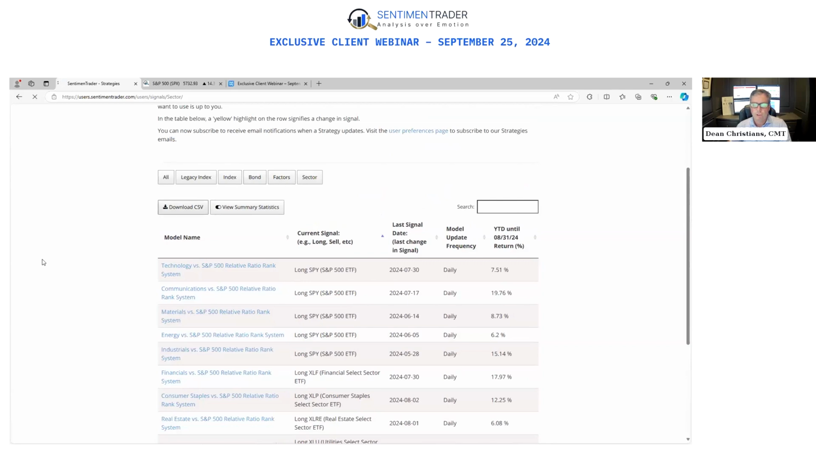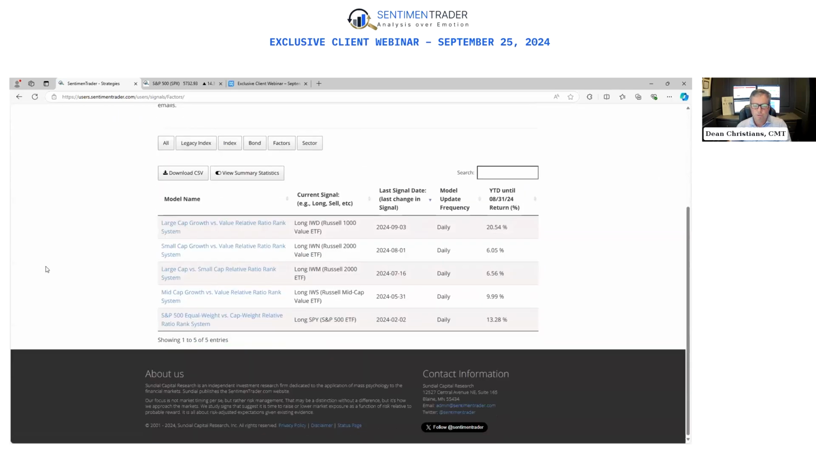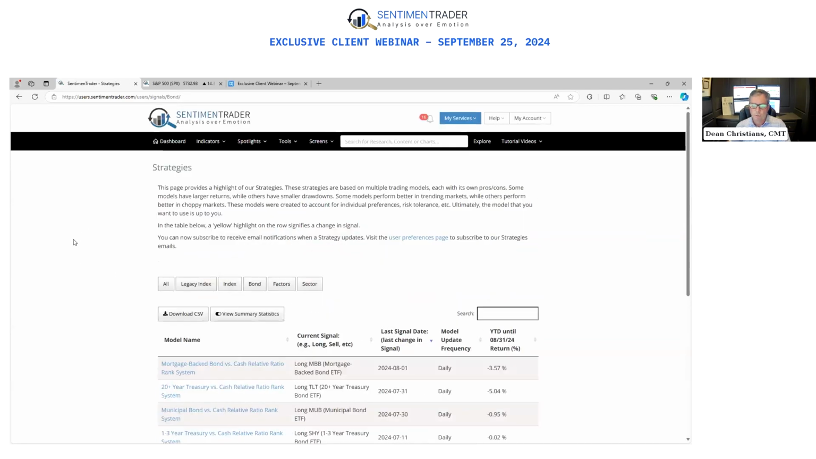Again, in terms of the factors, we saw value trigger a buy signal, so it's now long value, and it's long value across all market caps. Interesting, it's still long the S&P 500 relative to the equal weight S&P 500. But again, this provides valuable insights into what's going on in terms of the market and relative strength.